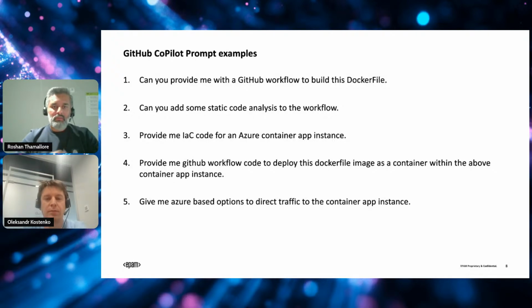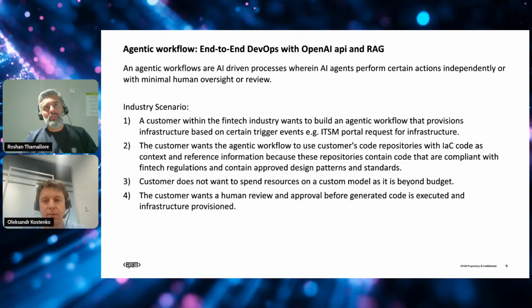Okay, great. So we went through all of these examples as I've shown in the Visual Studio Code Editor, so we can move on. The next topic I would like to talk about: we've looked at how one can use GitHub Copilot to provide prompts and to work with it within an IDE. Now, I would like to talk a little bit about agentic workflows. Agentic workflows are essentially AI-driven processes where an AI agent performs certain actions independently or with minimal human intervention and review.